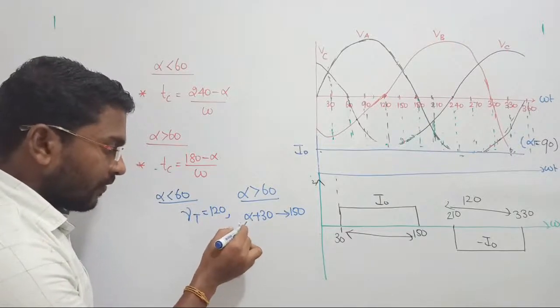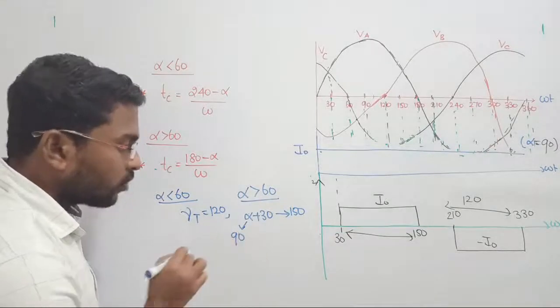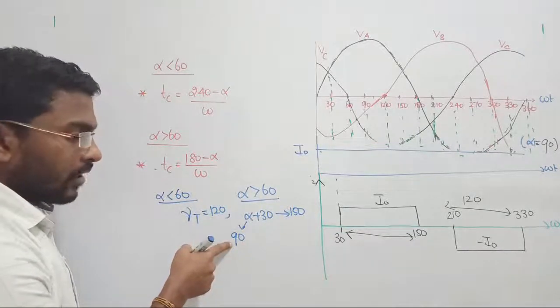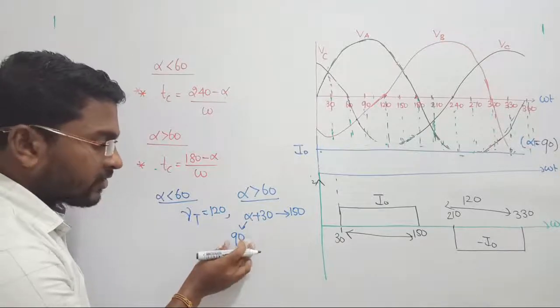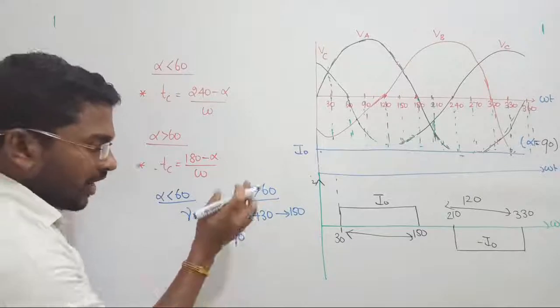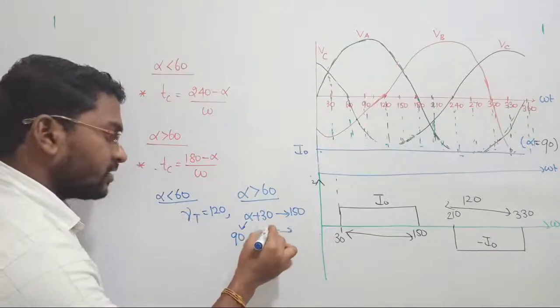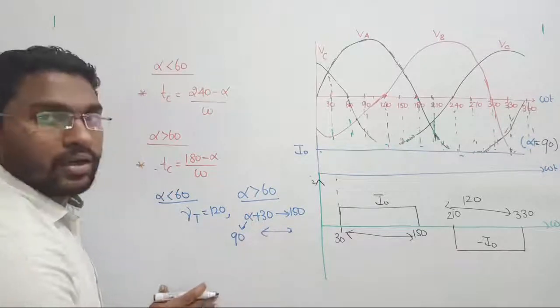If I trigger at a value of alpha above 60, the conduction is discontinuous. For a 90 degree trigger, the conduction period is 90 plus 30, which becomes 120. In between 120 and 150 only, you can observe the conduction period of the thyristor.